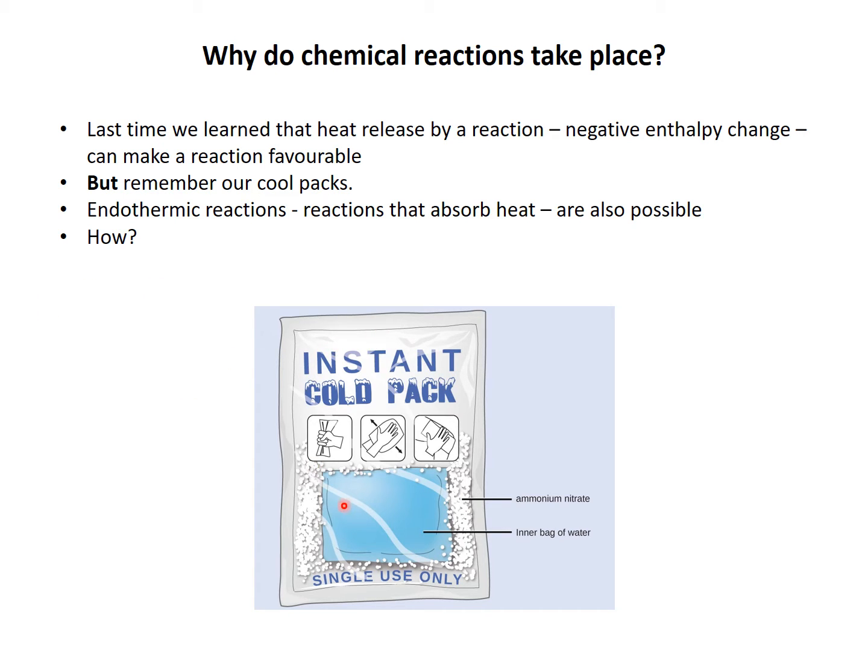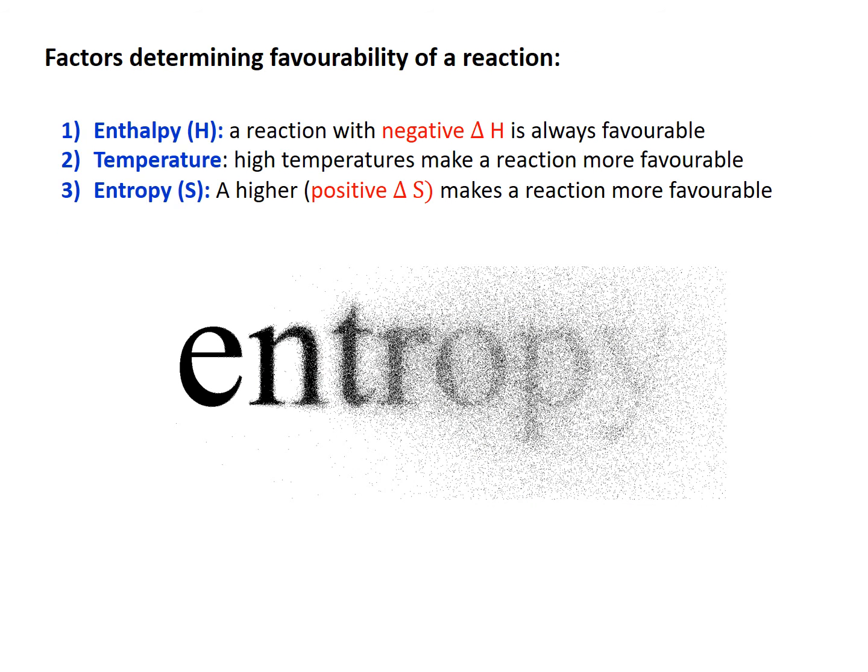Well, this only means that delta H is not the ultimate indicator for us to predict whether a reaction is possible or not. And in the subsequent slides, we'll discuss what would be the ultimate indicator that a reaction can happen spontaneously. As a matter of fact, there are altogether three parameters that will decide the favorability of a reaction. Well, we have learned about the first one, which is delta H or the enthalpy. And we know that a reaction that comes with a negative delta H is always favorable.